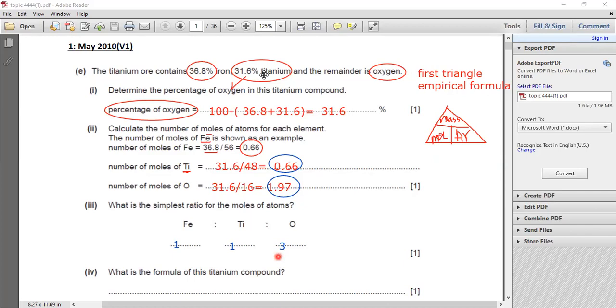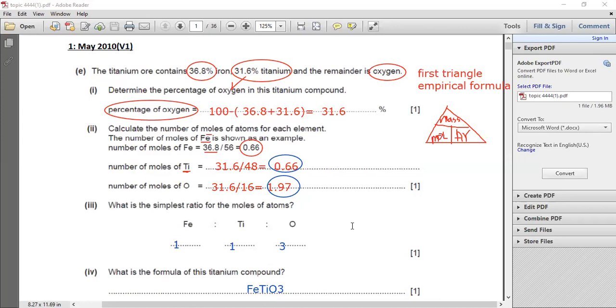So now here you have the simplest form. What is the formula? He's asking about the empirical formula. It will be Fe 1, Ti 1, O 3. But I will not write number 1. So I will write FeTiO3. This is the empirical formula.